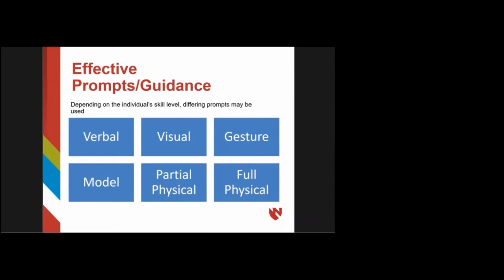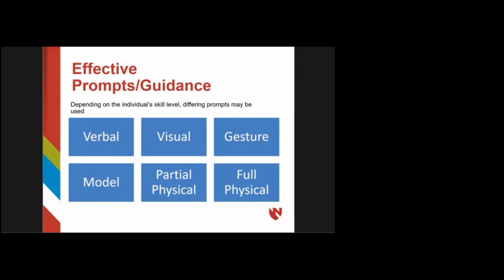This could be a written script if they're trying to learn greetings or conversation skills. The next one is a gesture prompt, and a gesture prompt is essentially any gesture towards the correct response. If we're teaching a child to go through the green door and they don't respond, we can point towards the green door to prompt that response. For a model prompt, we can show the individual the desired behavior, and this can be either through a video model or an in-person model.